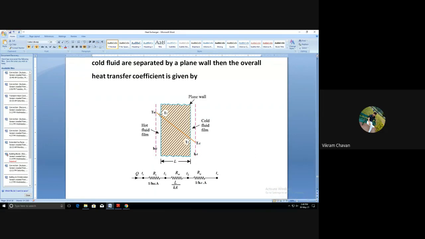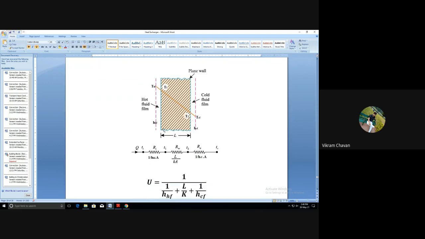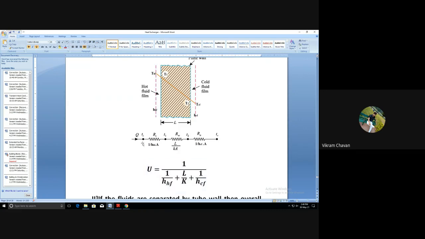Okay, so in this particular case we can say that two different modes of heat transfer are included. One is nothing but conduction and the other one is nothing but convection. So in this particular case we have to use the overall heat transfer coefficient for calculation purpose, okay, for the calculation of heat transfer. So in this case this overall heat transfer coefficient can be given as U is equal to 1 divided by h suffix HF plus L divided by K plus 1 divided by h suffix CF.